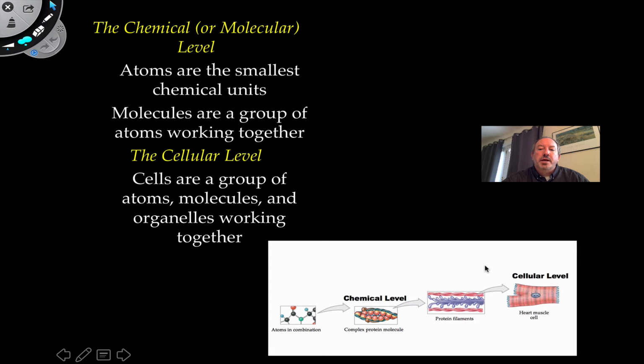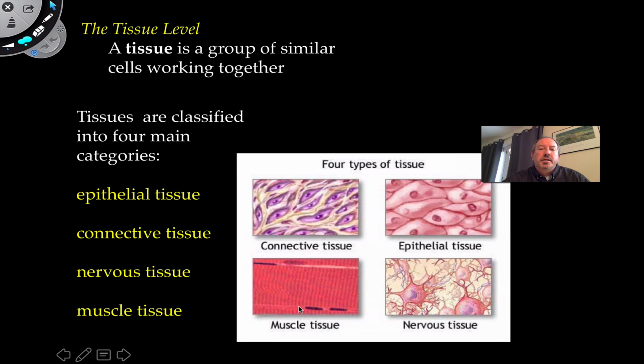So cells are made up of molecules, in this case protein, and then atoms. And so when you get a bunch of muscle cells together, you make up muscle tissue. And so there's generally four kinds of tissues that we can classify them as: one of them being muscle tissue, another one being connective tissue, another one being epithelial, and nervous.